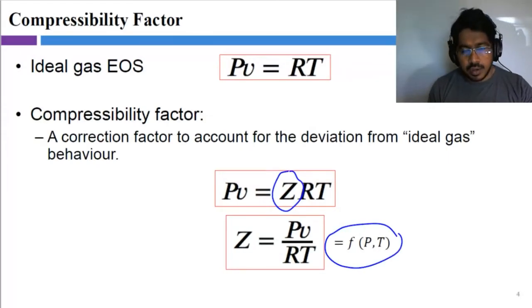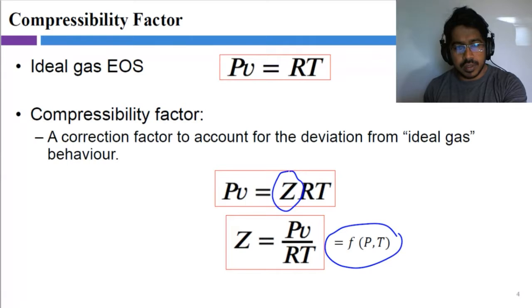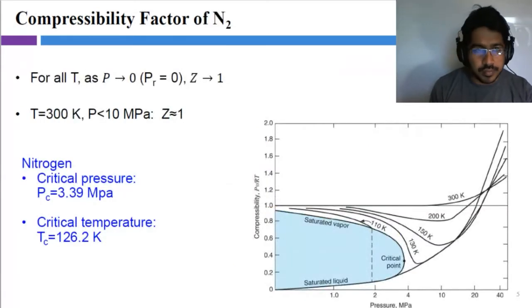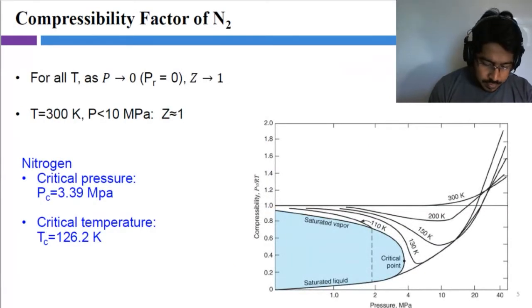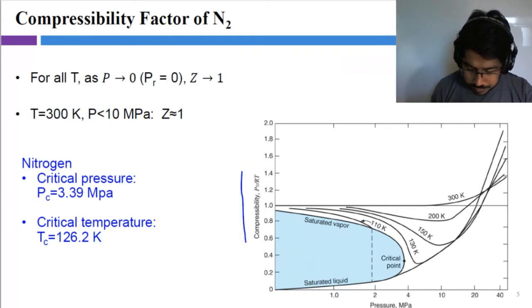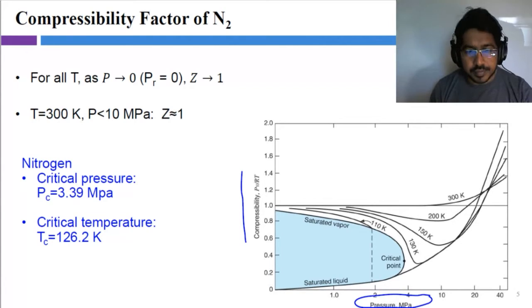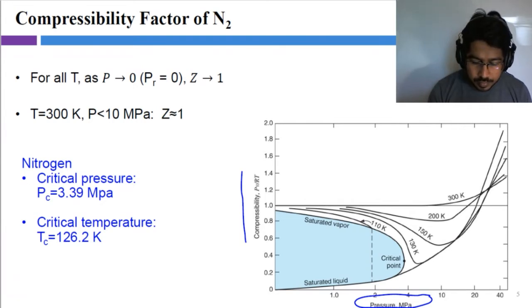Okay. Now let's look further into this compressibility factor. What you see here is the compressibility factor against the pressure. This is for one substance only; this chart is given for nitrogen. Let's see what important information we can derive from this one.